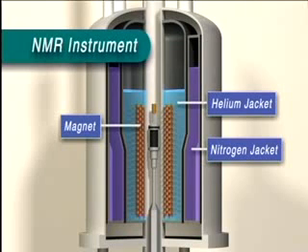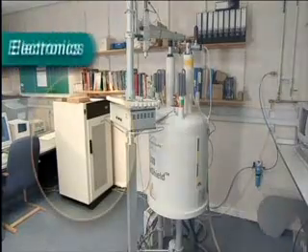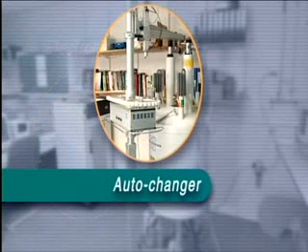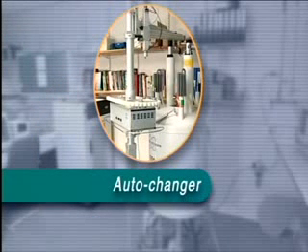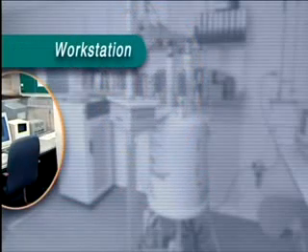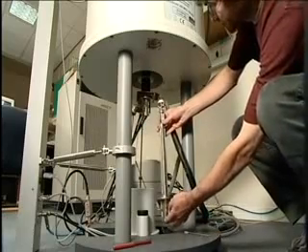The sample sits in the centre of the cylinder inside this probe, which contains the coils that send and receive the radio frequency signals. The electronics which generate and interpret the radio signals are housed in the boxes to the left. Samples are placed in the machine and removed from it by the auto changer, which takes the samples in turn from the carousel. The instrument is controlled from this workstation. This bare probe shows the radio coils and where the sample sits.